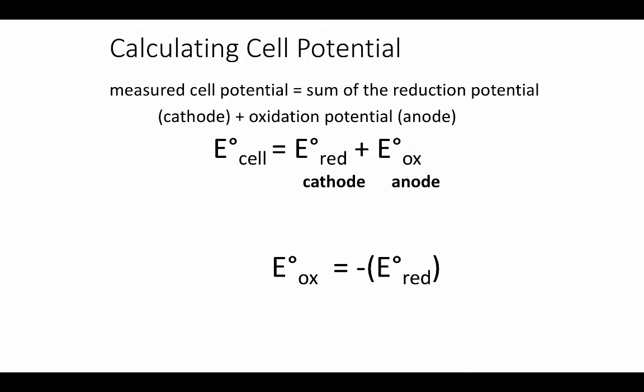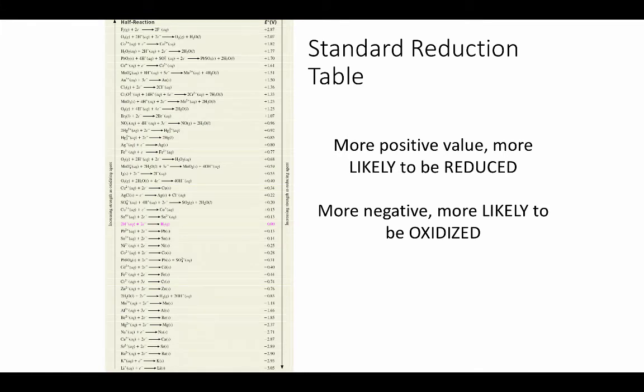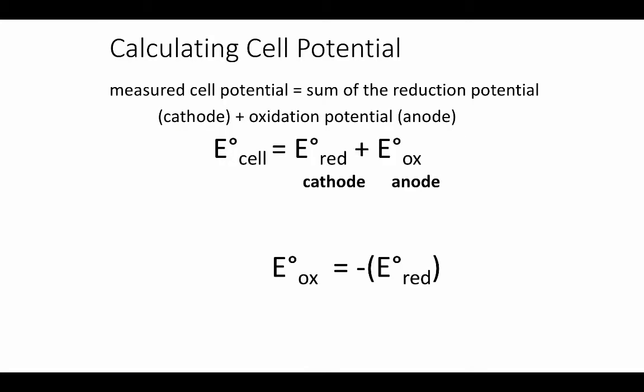Realize that what's happening here is the table is given in reductions. Everything in the table is a standard reduction. If you were to calculate the standard oxidation potential, it would have the opposite sign. You would flip the reaction around, and as you flip the reaction around, you would flip the sign. So if you're looking at the standard reduction potential plus the standard oxidation potential, this is assuming that you're going to flip the sign of whatever's at the anode.